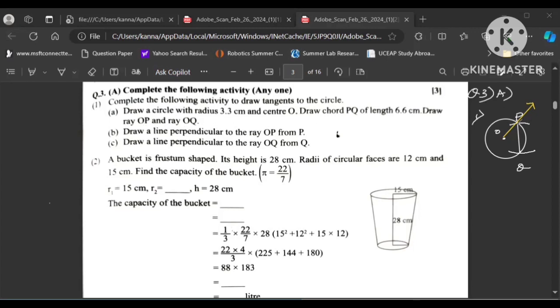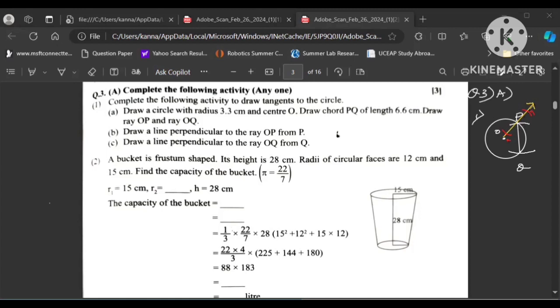perpendicular to ray OP at P. I want to draw perpendicular at P. Perpendicular will come like this. So how will you go about, children? You take this P as center, adjust your compass to any suitable radius, cut an arc on the right hand side, cut an arc on the left hand side, same radius. Suppose this I name it as X, this I name it as Y.